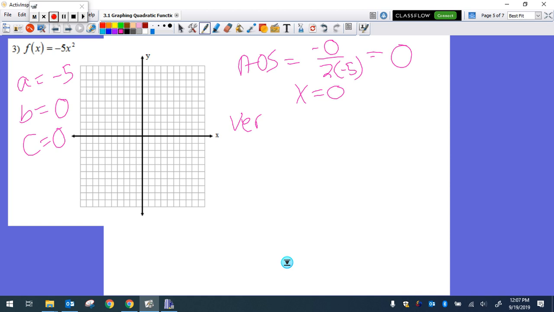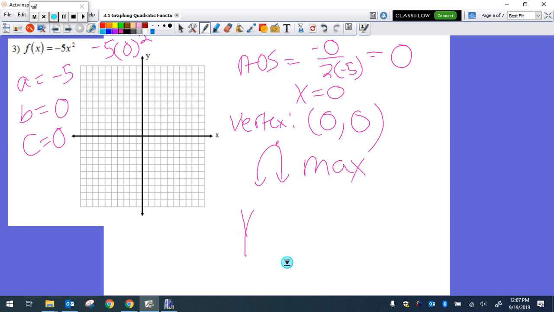Find my vertex. That's my first number, and I would plug it into my equation. So -5 times 0 squared. It's still going to be 0. That's my vertex. My A is negative, which means it's going to open down, which means this is going to be a maximum. And my y-intercept is also at 0. So that would be the ordered pair 0, 0.